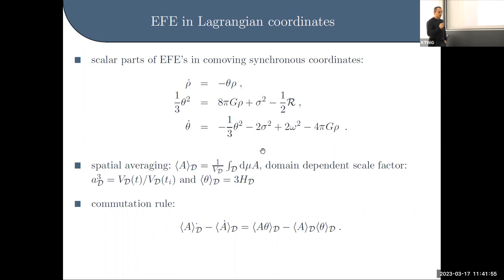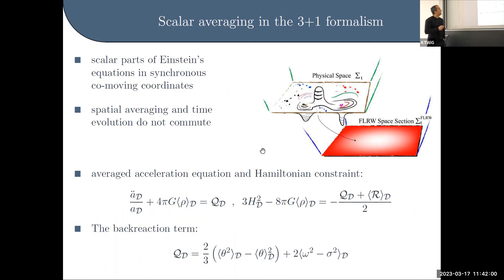So as I said, just to repeat, we take the scalar parts of the Einstein equations and we apply this commutation formula. And what we end up with is the averaged acceleration equation and the averaged Hamiltonian constraint. As you can see, this depends on the domain of our averaging. The interesting bit is that if the universe was exactly homogeneous, this reduces to the usual Friedmann equations. But since it's not, it has this additional term, which is called the backreaction. Here we have an averaged free Ricci as well.